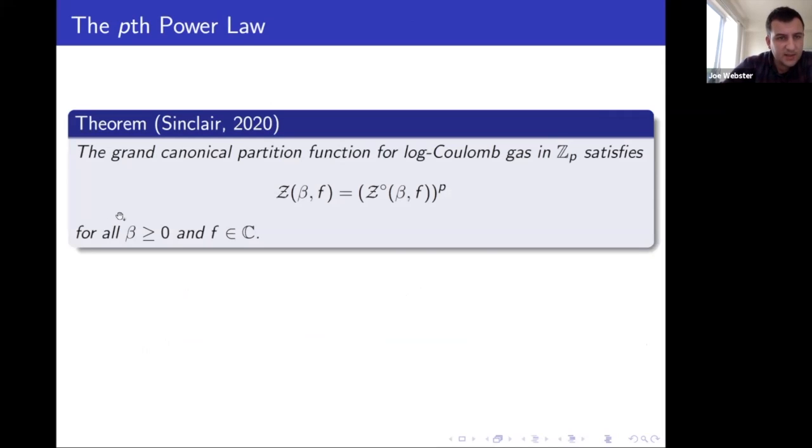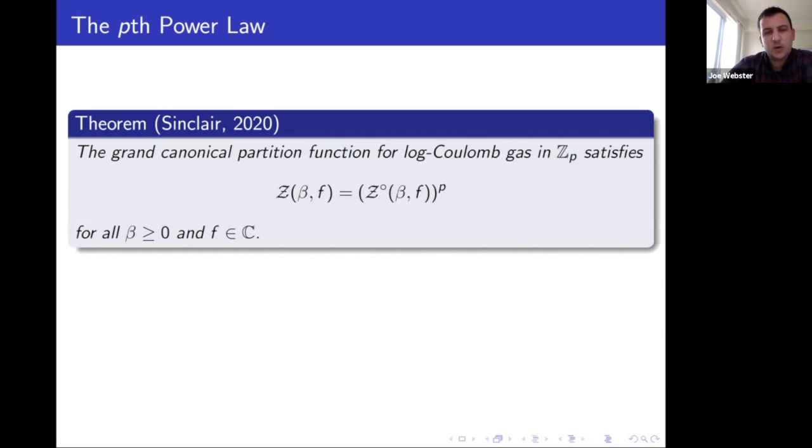So this was proven by Sinclair recently. He might be telling you more about this in a little while. It's kind of an elegant fact, but it also makes perfect sense when you think about it. So what we get is a factorization of the grand canonical partition function for ZP into p copies of the grand canonical partition function in pZP.